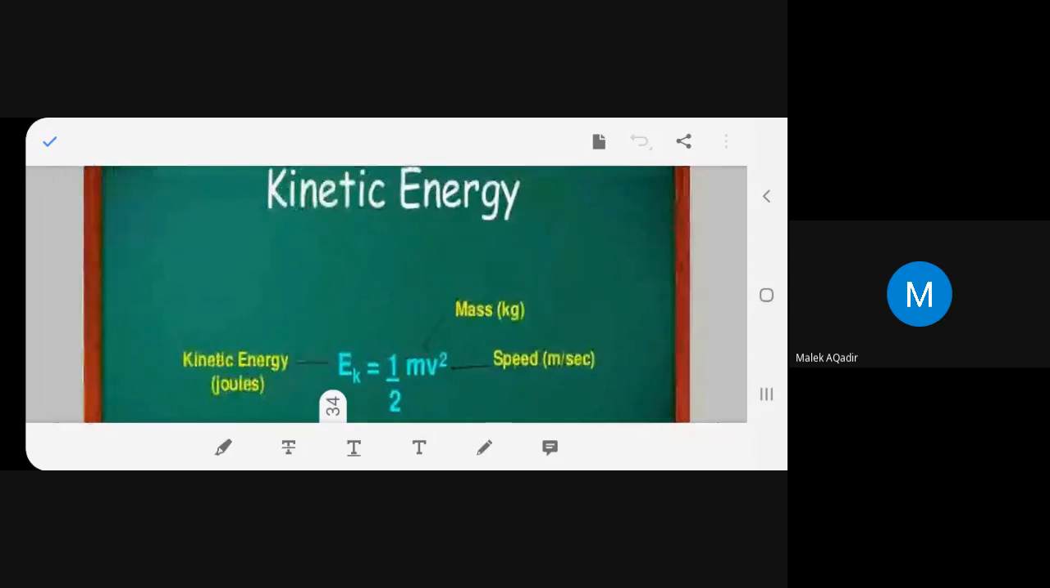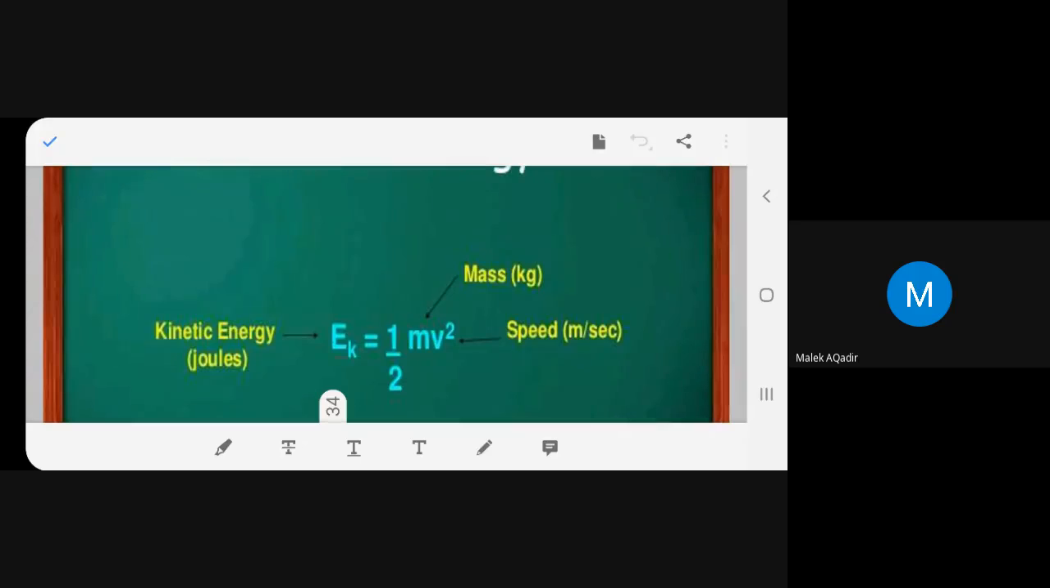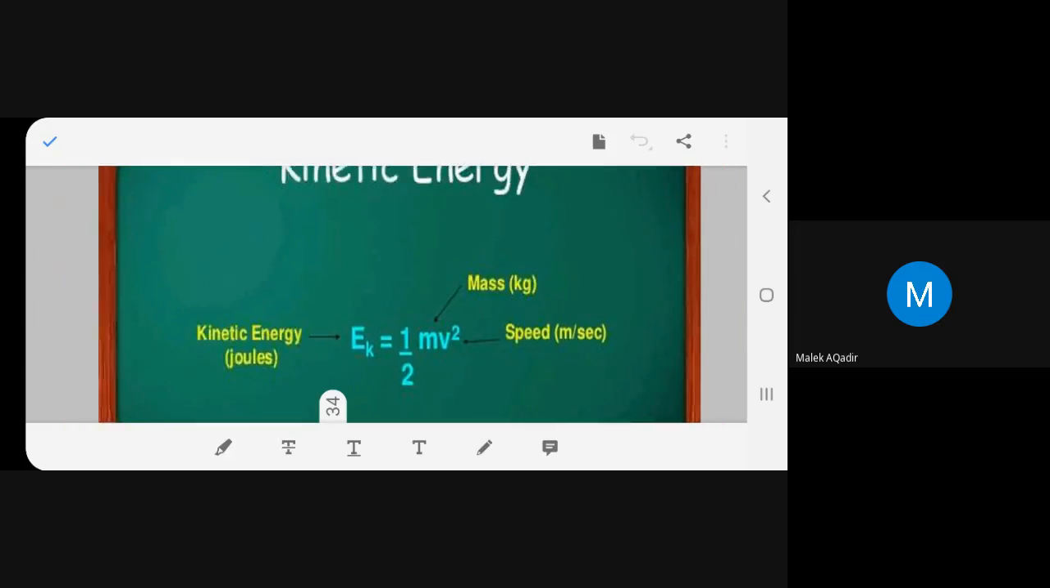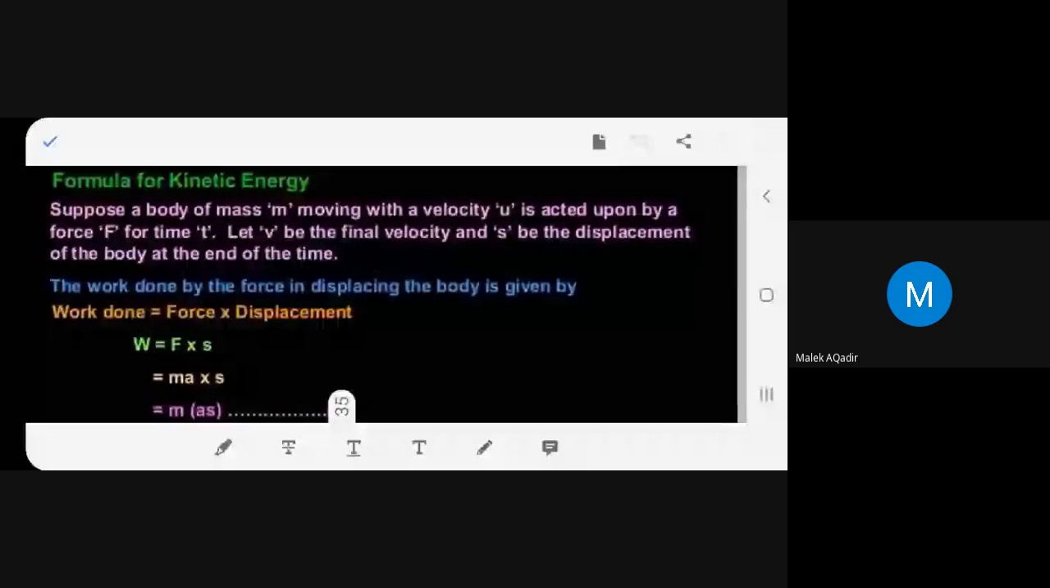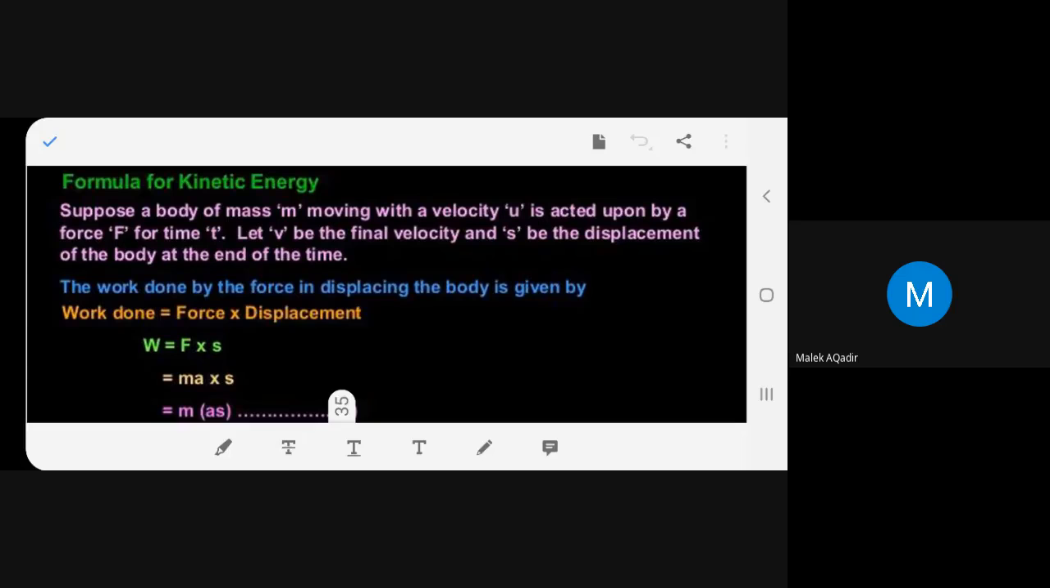See here, kinetic energy. What is it? Half mv square, where m is the mass in kg and v is the speed in meters per second. So kilogram meter per second, that becomes joules. Now we are going to relate the formula for kinetic energy. Please start. Formula of kinetic energy.